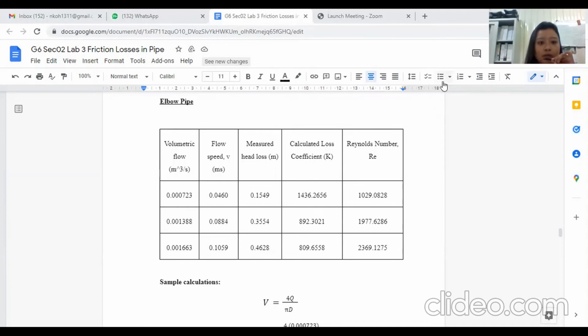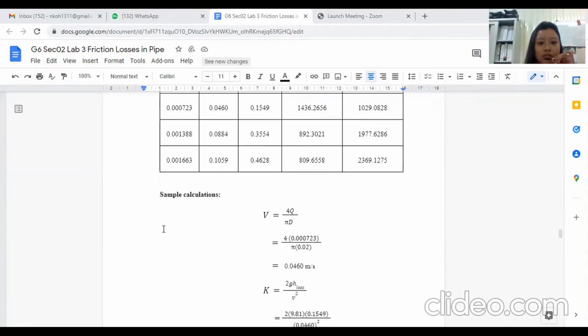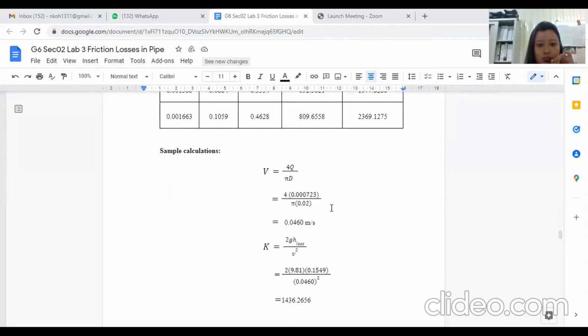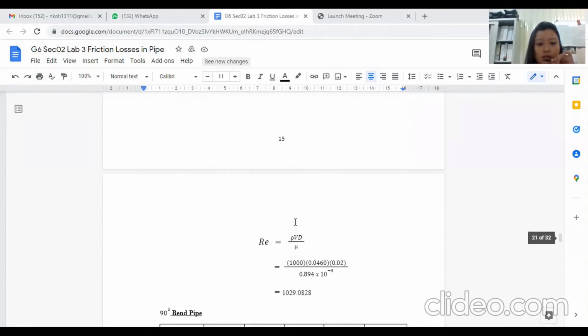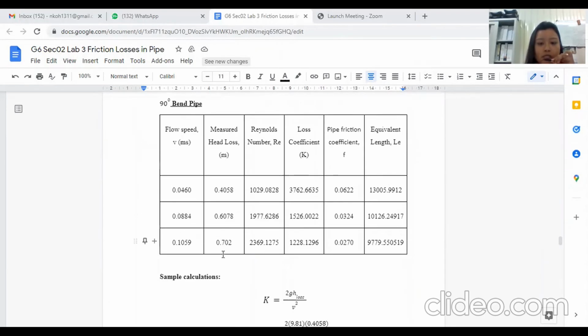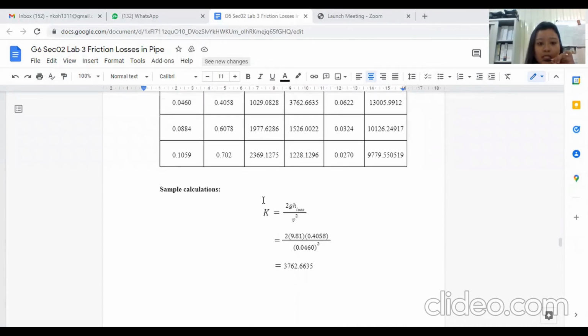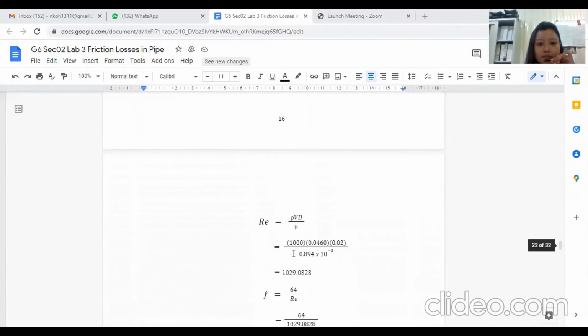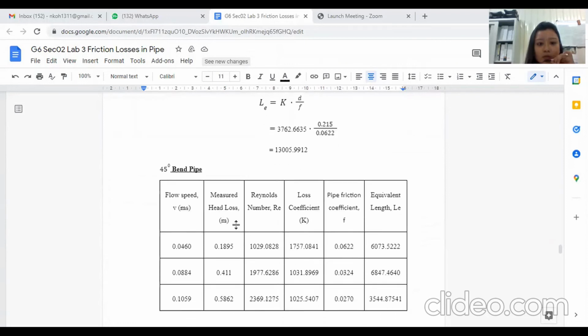So for the elbow pipe, the answers have been tabulated in the following table, in which these are the sample calculations. And as for the 90-degree bend pipe, the following has been calculated and also tabulated in the following table. And these are the sample calculations. Same goes for the 45-degree bend pipe.